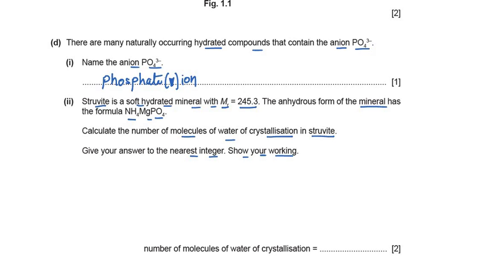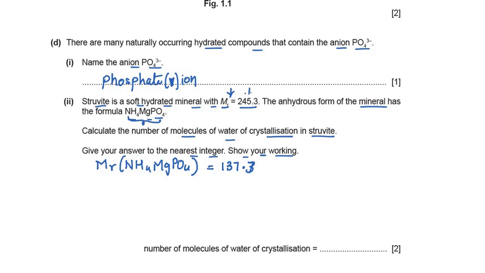So if we talk about this, we are given the molecular mass of the hydrated mineral and we are given the formula of the anhydrous mineral compound. So the first thing we are going to do is calculate the molecular mass of the anhydrous mineral with NH4 as one of the ions, magnesium and phosphate ion. Adding all the relative masses of all the elements here, we get 137.3 as the Mr. That is anhydrous.